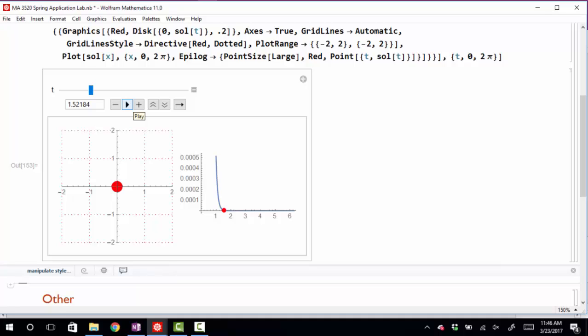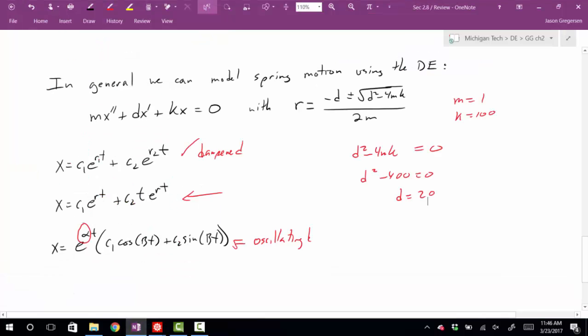application. Okay. Any questions there? All right. All right, so that's the big idea.